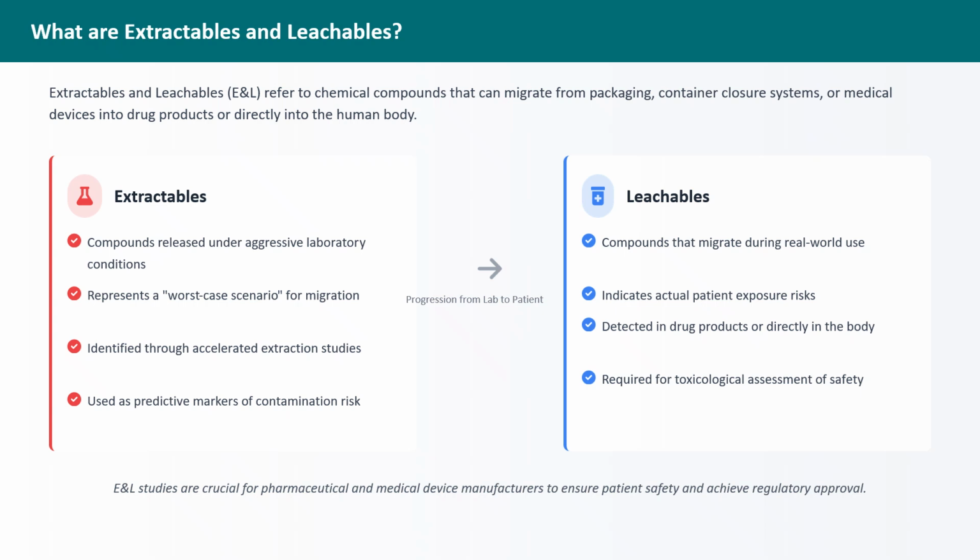Extractables and leachables are chemical compounds that can migrate from packaging systems, container closures, or medical devices into drug products, or directly into the human body. These chemicals are not formulation impurities. They originate from polymers, elastomers, adhesives, inks, lubricants, or even manufacturing residues. The challenge is that many of these compounds are invisible to the naked eye. Yet even very small amounts can matter, especially for injectables, inhalation products, or long-term therapies.